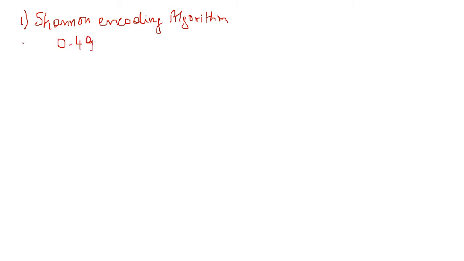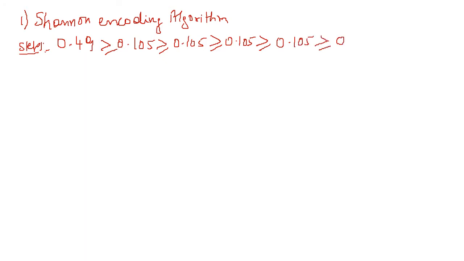So we'll write step 1. Step 1 is 0.49 lesser than or equal to 0.105 lesser than or equal to 0.105 lesser than or equal to 0.105 lesser than or equal to 0.105 lesser than or equal to 0.0225 lesser than or equal to 0.0225 lesser than or equal to 0.0225 lesser than or equal to 0.0225. So this is the first step of your algorithm.